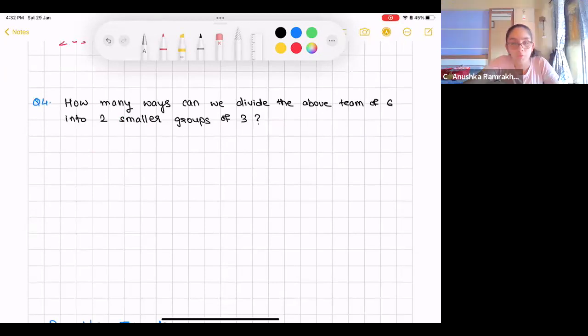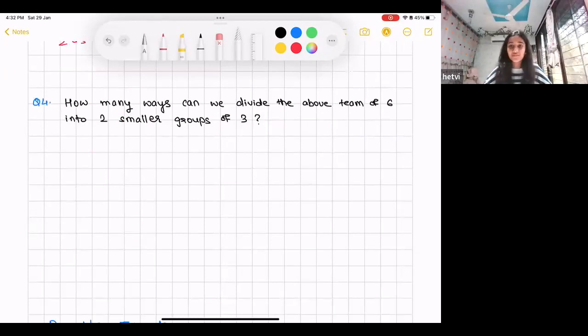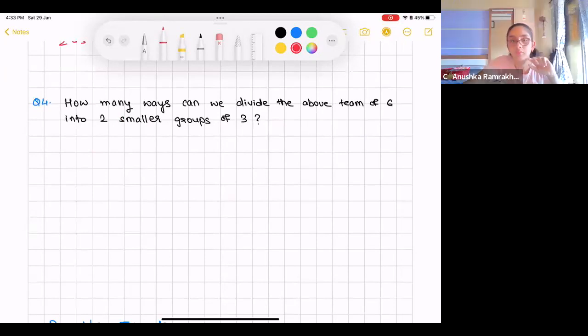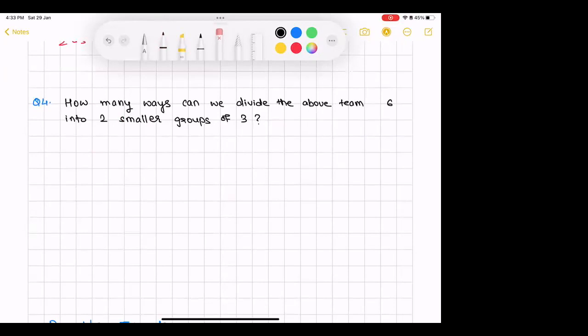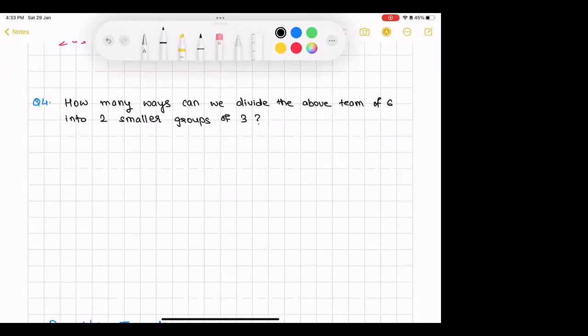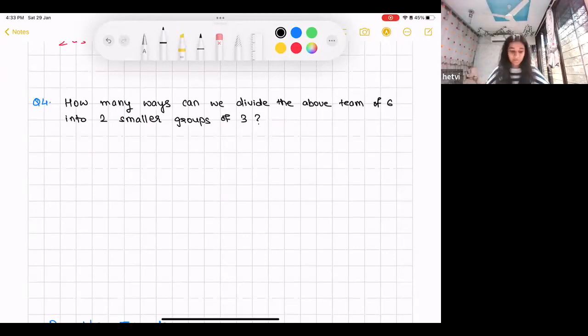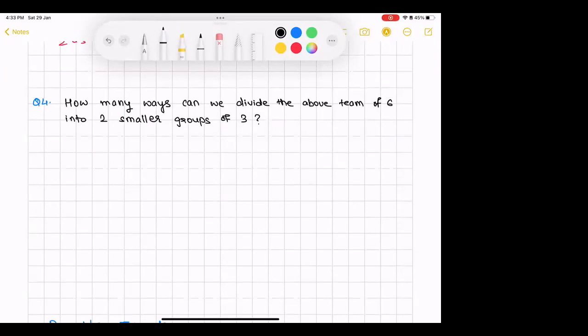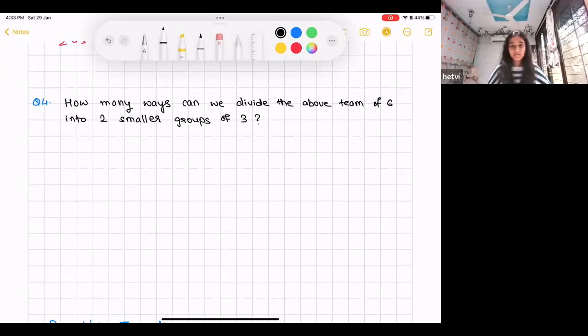That above team of 6, right? Yeah. The team we have just now made of girls and boys. No criteria. It could be either way. Okay. Just into 2 smaller groups. So it's just a team of 6 from 13 people, and after that, you have to make 2 groups of 3. Yes. All right. It's an extension of the previous question.